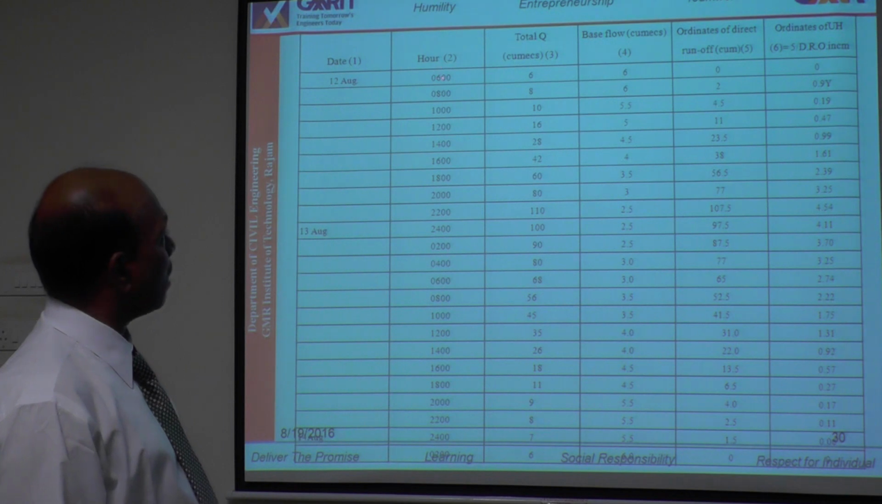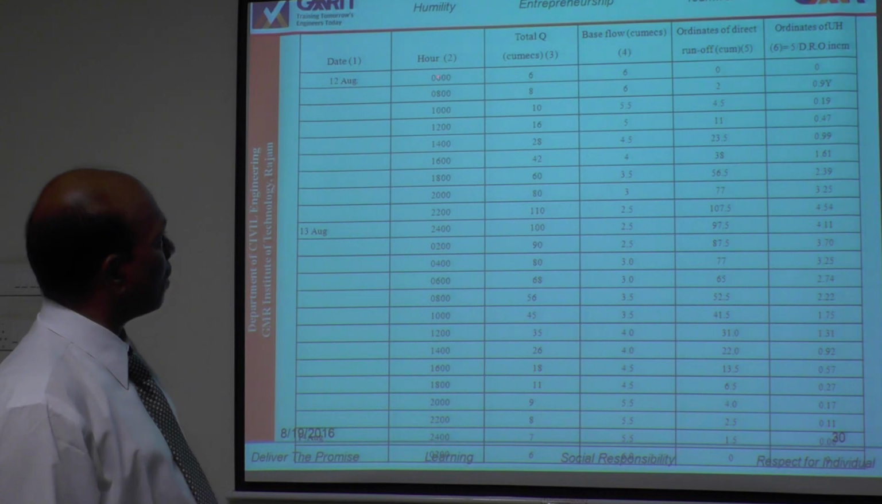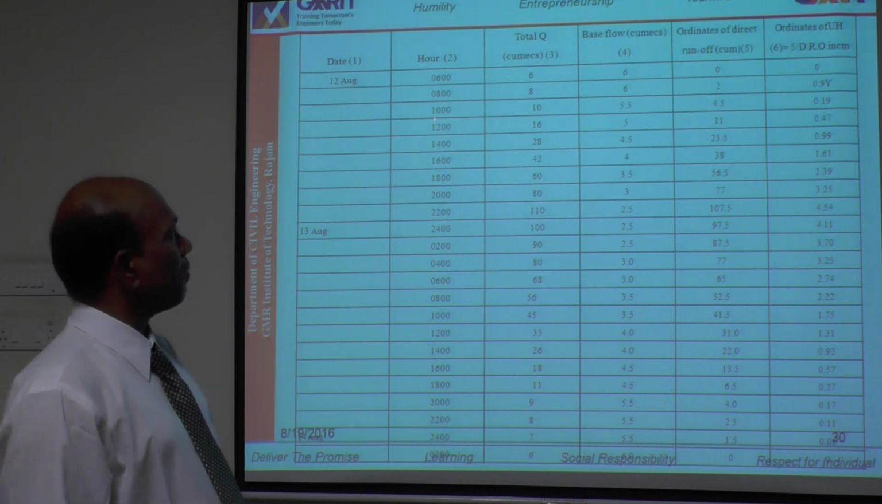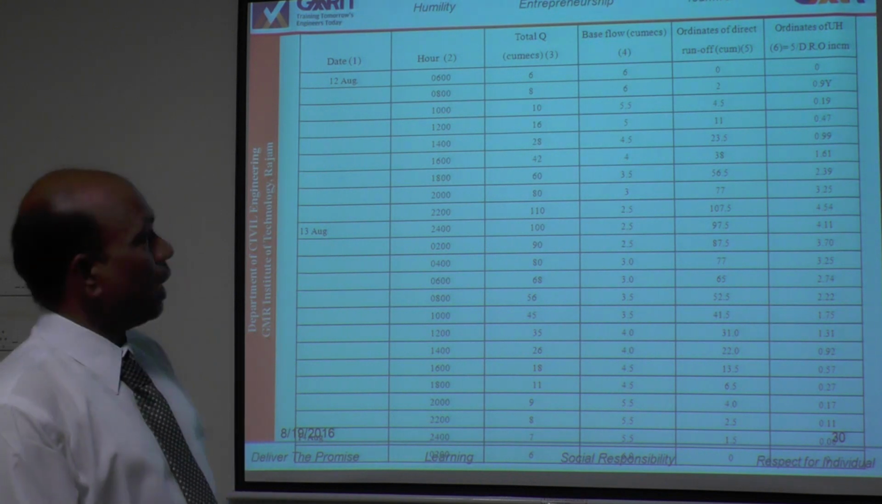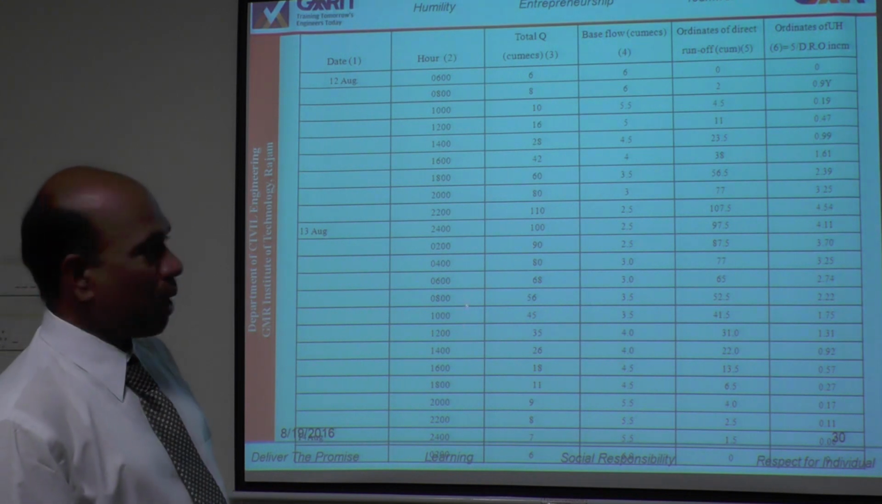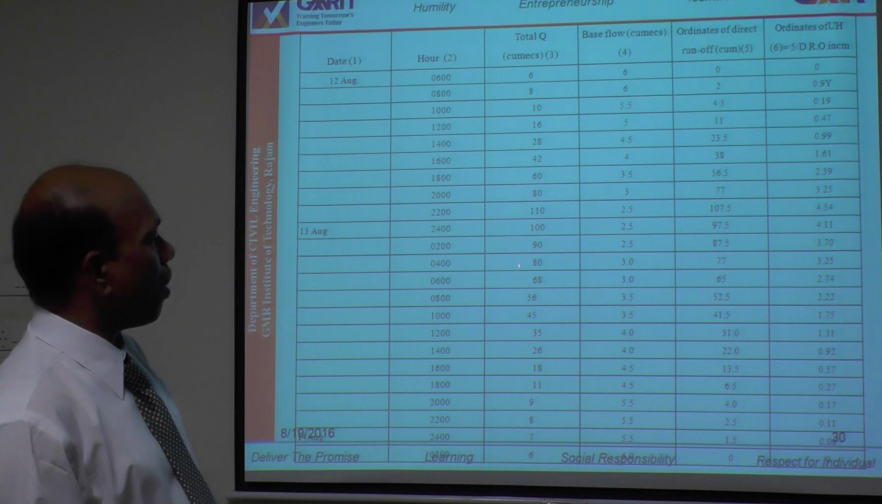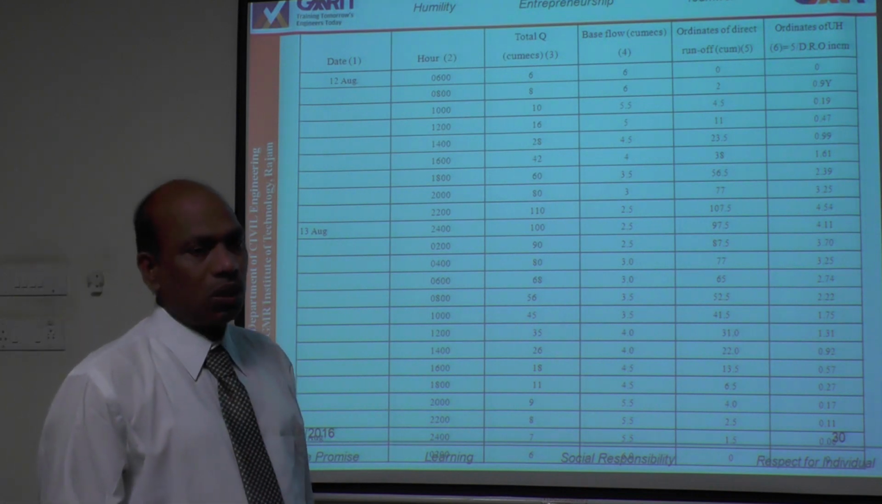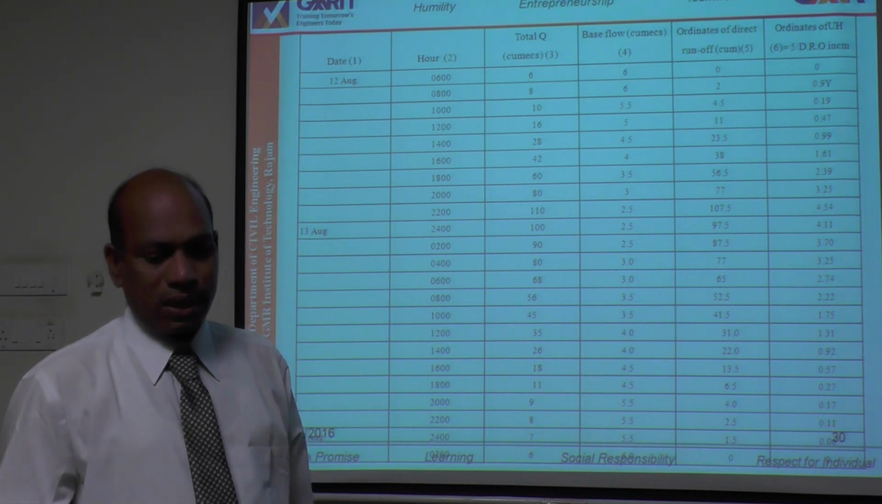Here we have the 6th hour, 8th hour, 10th hour, 12th, 14th, 16th. What is the time interval between two successive readings? From 6 hour to 8 hour is 2 hours, 8 hour to 10 hour is 2 hours. So here the time interval is equal to 2 hours. These are the total ordinate discharges.